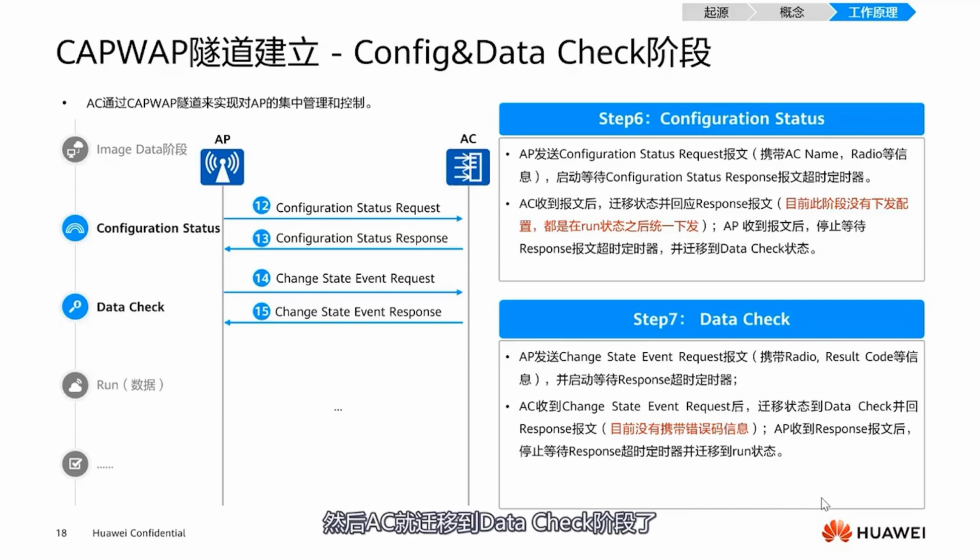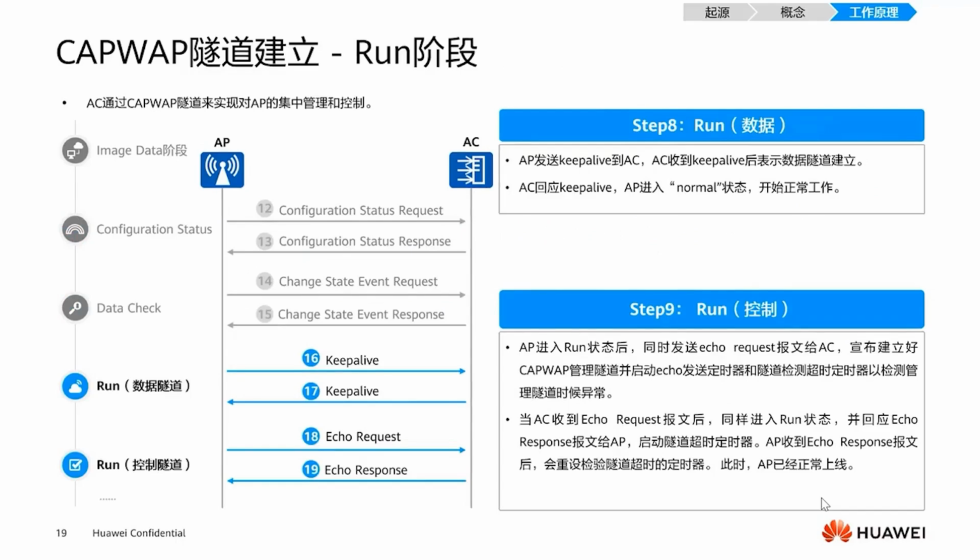Then, the AC transitions to the data check phase. Data check actually doesn't do much other than check for any error codes. If there aren't any, it continues on to the run phase. In the run phase, the data and control tunnels are properly established. When the AP sends a keep alive and the AC receives the keep alive, after responding to the keep alive, the AP enters the normal state. It begins to work normally.